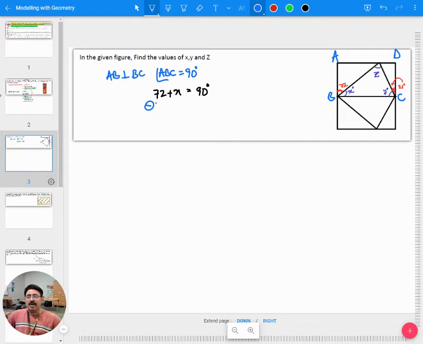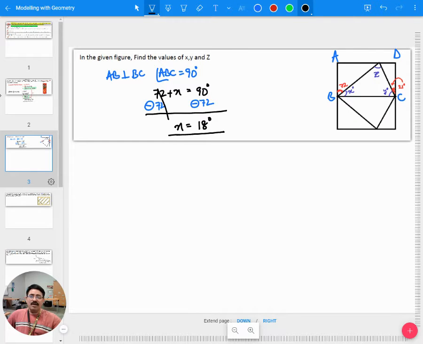So let me subtract 72 degrees on both the sides. Then the value of x equals 90 minus 72, that is 18 degrees. Okay.